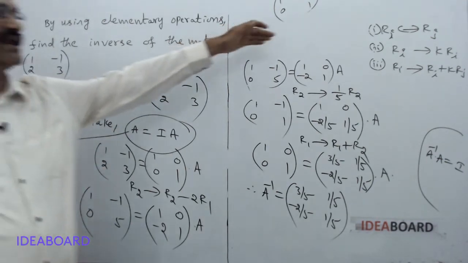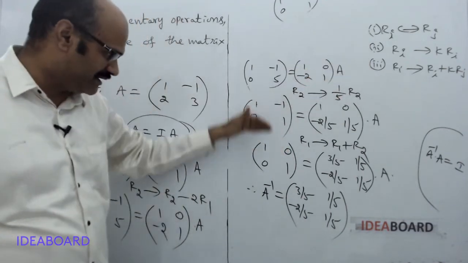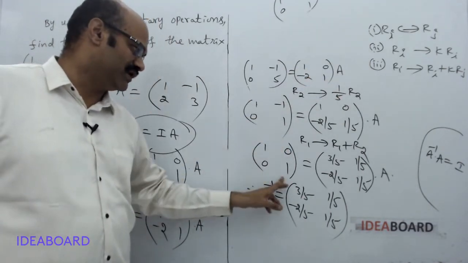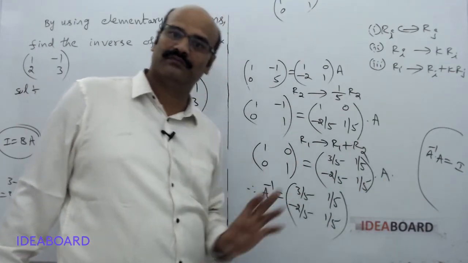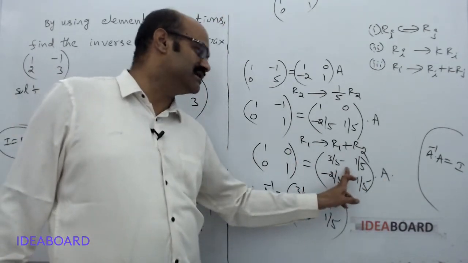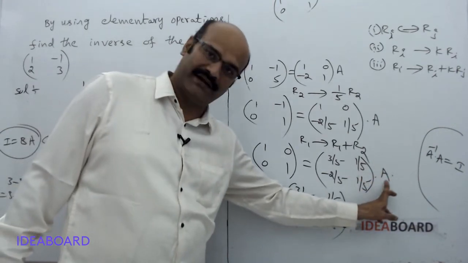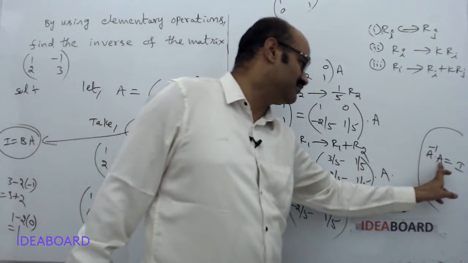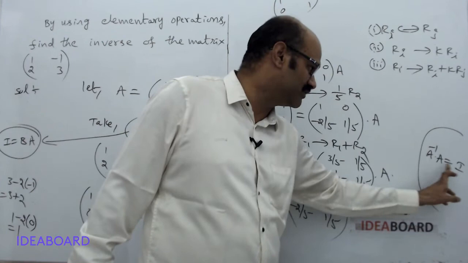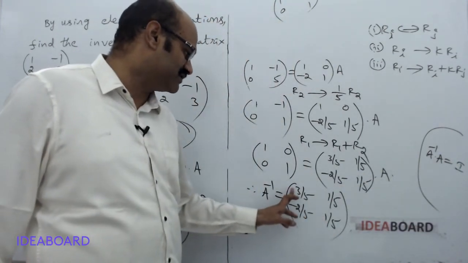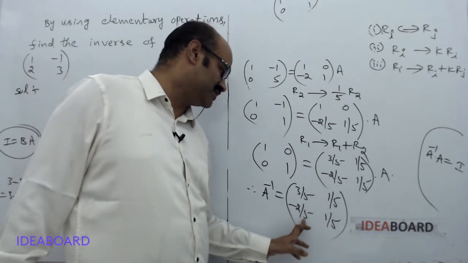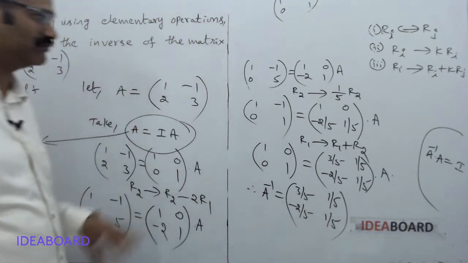This matrix should transform into identity matrix. By using those 3 elementary operations, we write it as 1, 0, 0, 1 equal to 3 by 5, 1 by 5, minus 2 by 5, 1 by 5 into A. So this is said to be the inverse of this matrix, since A inverse into A equal to I. Already I proved this theorem. So A inverse equal to 3 by 5, 1 by 5, minus 2 by 5, 1 by 5. Hence proved.